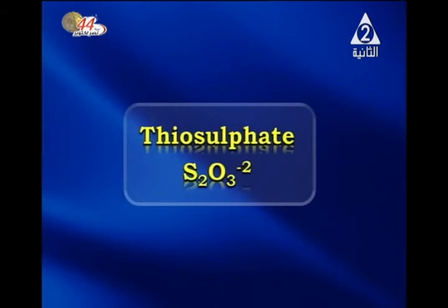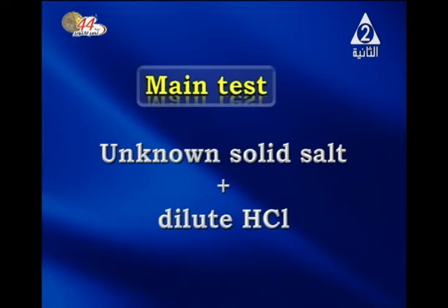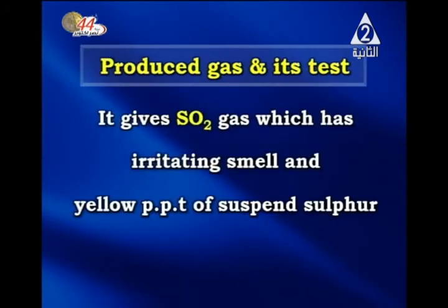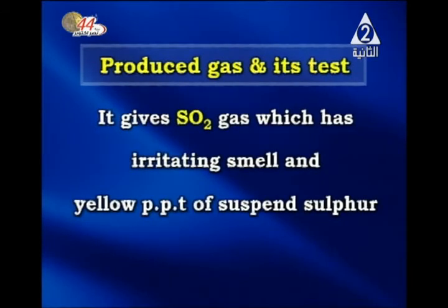The next anion, my dear student, is the thiosulfate radical, which has the chemical symbol as shown on the screen, S2O3 2-. The main test for it is the unknown solid salt plus dilute hydrochloric acid. As shown on the screen, the produced gas is sulfur dioxide, which has an irritating smell, and a yellow precipitate of suspended sulfur is also formed.